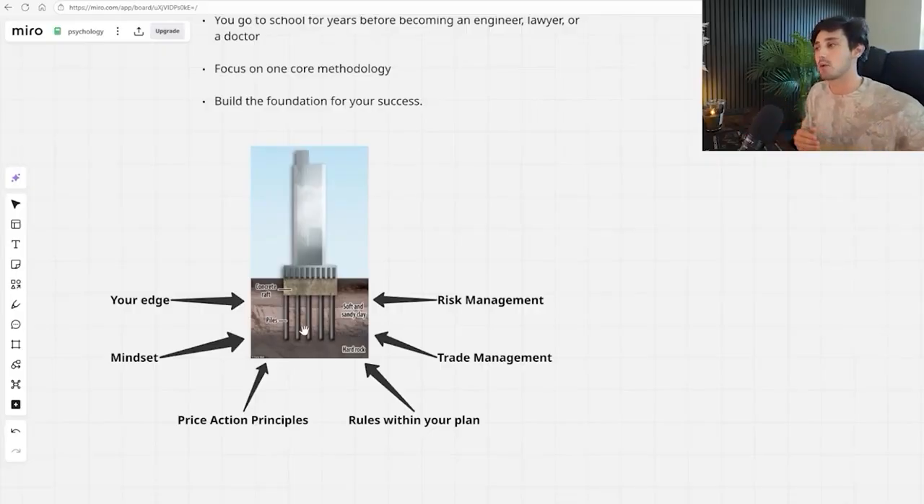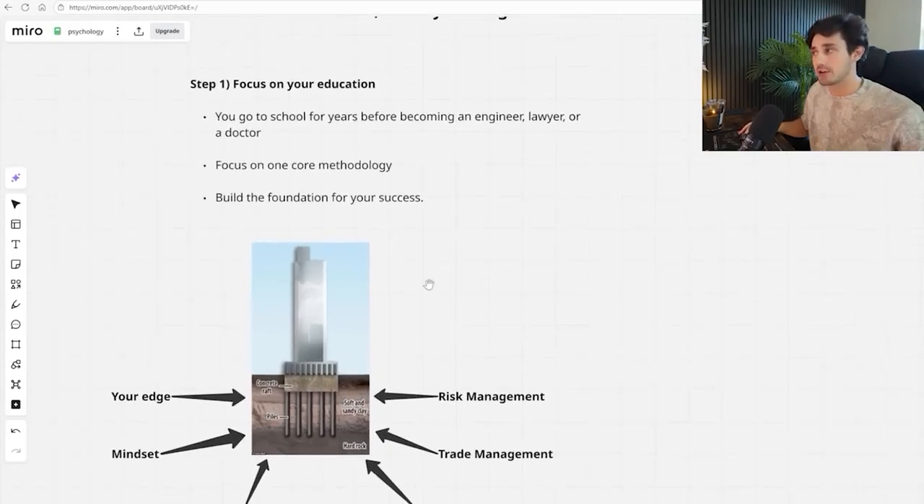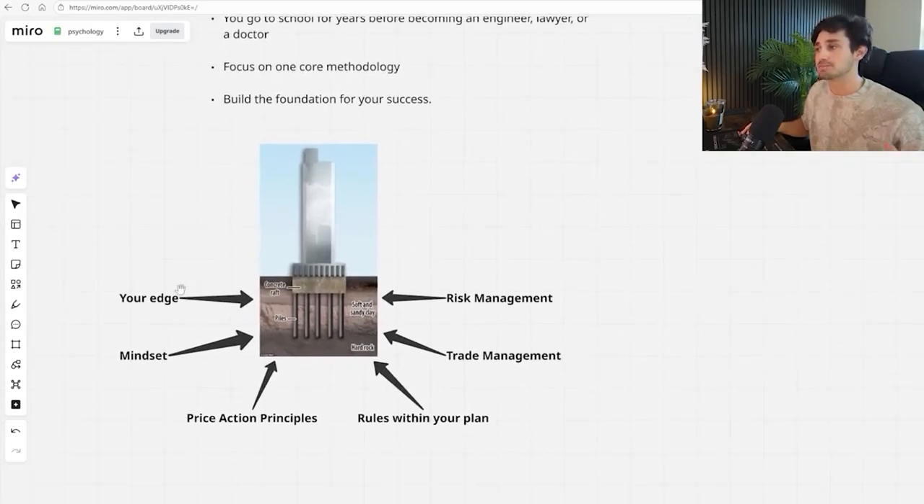So what goes into that? Well, number one, your edge. What is your edge, right? In your trading system, what's going to differentiate you from every single other trader out there? And the only way to develop an edge is to educate yourself. Focus on the education. It's your mindset, right? Are you going to approach trading with a conservative mindset or an aggressive mindset? How are you structuring your expectations when you go into trading?